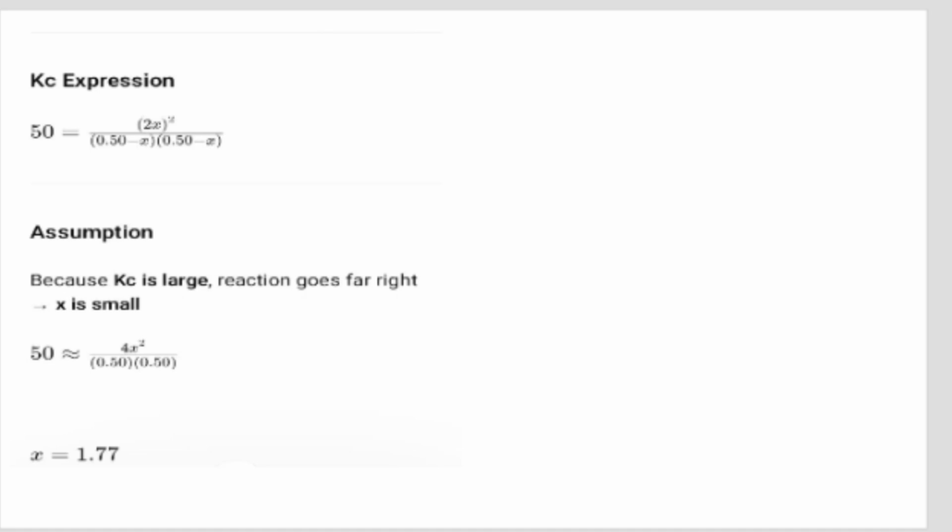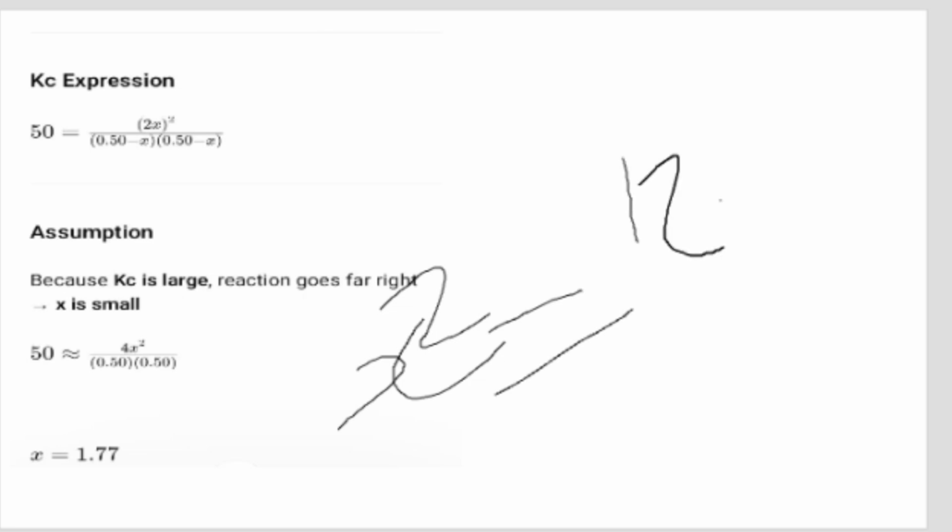So what did I do there? I just multiplied 50 by 0.5 times 0.5, then divided by 4. Then we have x squared is equal to 12.5 over 4. Punch your calculator, and you are going to find that the answer is 3.125. Now, what's the square root of 3.125? It's 1.77, and we take the positive value. Now here we just assume that x is too small, and we can just ignore it.